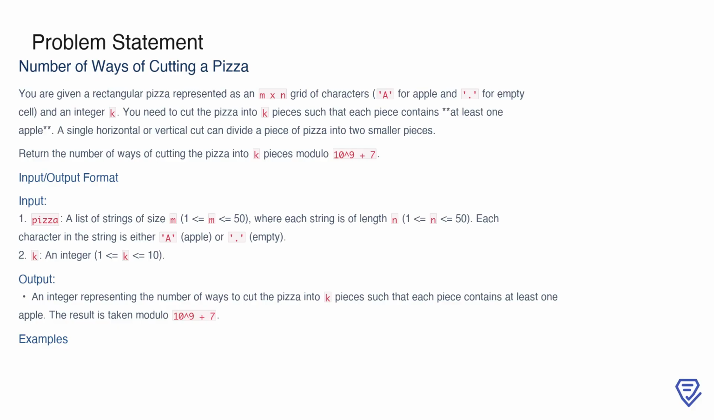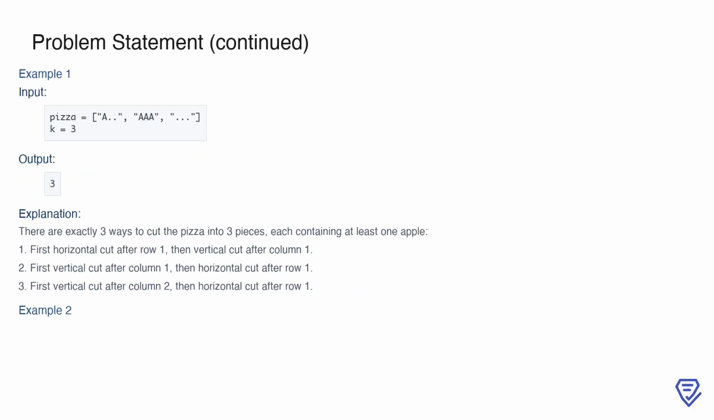Since the number of ways can grow very large, the result must be returned modulo 10 to the power of 9 plus 7. The input includes the pizza grid as a list of strings, where each string represents a row, and an integer k indicating the number of pieces to divide the pizza into. The output is a single integer representing the count of valid cutting arrangements. Let's look at an example to understand this better.